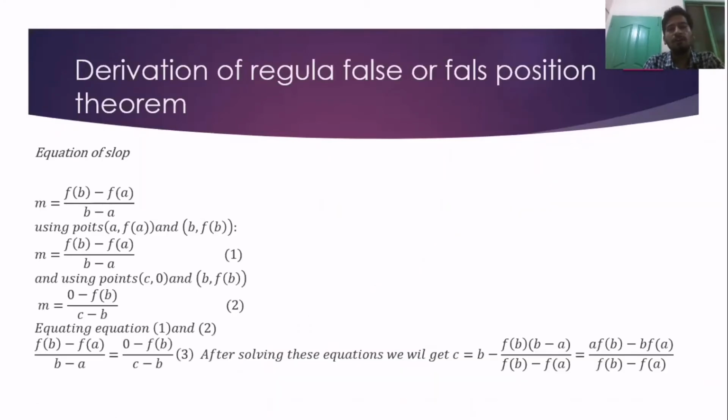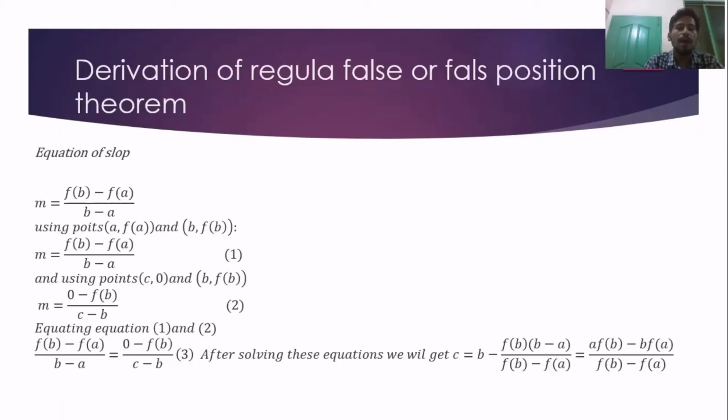Derivation of the Regula Falsi or false position theorem. In this method, we will use the equation of a line: m equals f of b minus f of a over b minus a, using the points discussed earlier in the graphical representation, a comma f of a and b comma f of b. m equals f of b minus f of a over b minus a; this is our first equation.